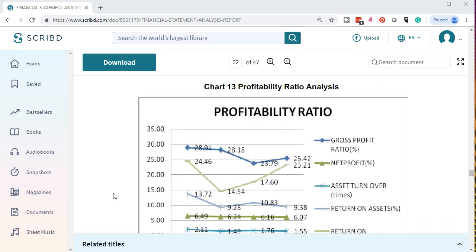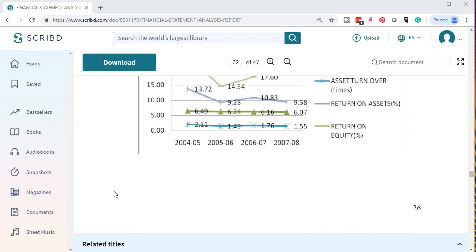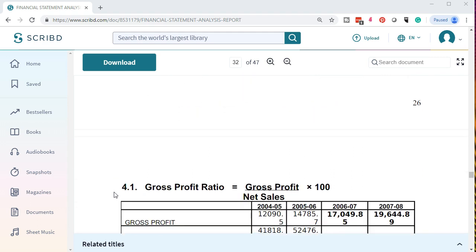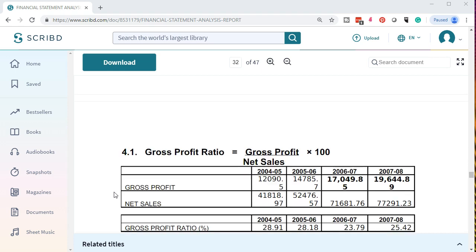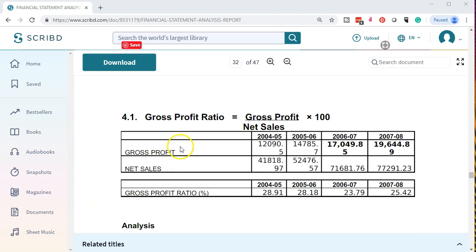Profitability ratio analysis. Now we're not going to go through each of the calculations of the ratios, so you can go through here if you would like to take a look at the financial statement to recalculate the ratios, but we want to take a look at the way it's displayed and then any analysis we have on the ratio. So we got the gross profit ratio, gross profit divided by the net sales times 100.